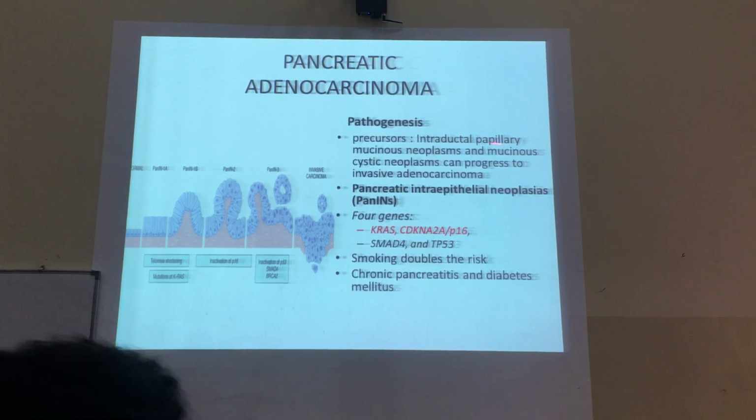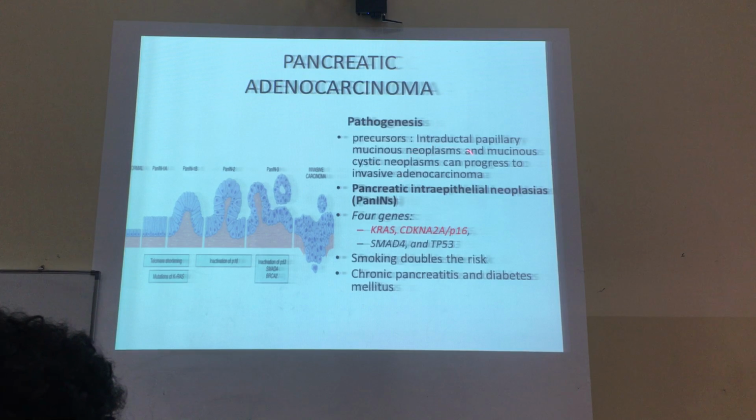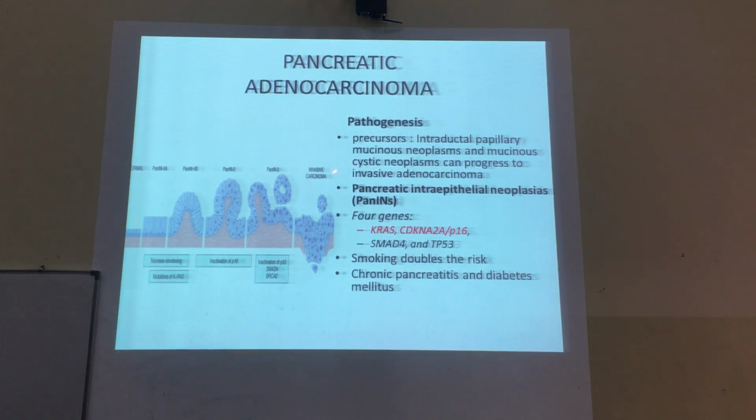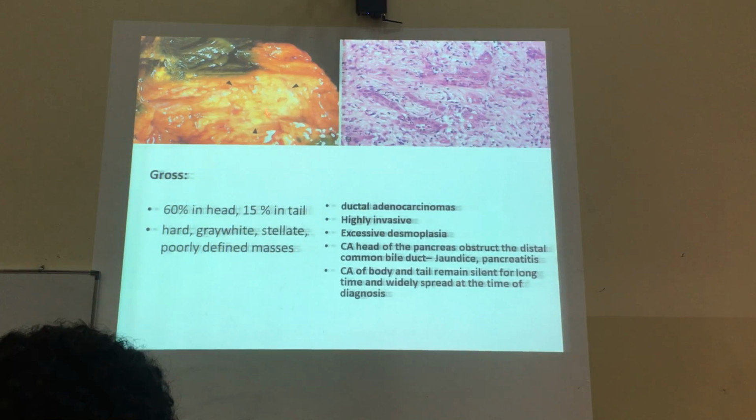The precursors are intraductal papillary mucinous neoplasms, which we discussed before also. From these neoplasms it can progress to invasive adenocarcinoma. So pancreatic intraepithelial neoplasias can have these mutations which can be seen here. Smoking doubles the risk, and chronic pancreatitis and diabetes mellitus can also be associated with the pathogenesis of these pancreatic adenocarcinomas. So the gross, we see that this is the area.